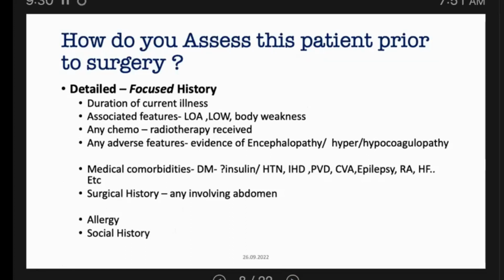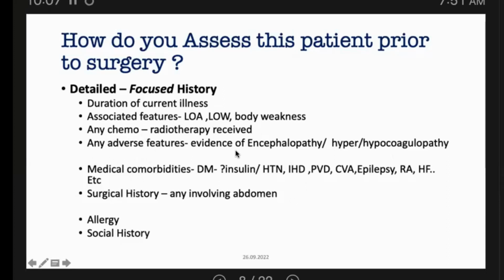It will comprise the duration of the current illness and associated features like loss of appetite, loss of weight, and body weakness, and then any chemo or radiotherapy received before the surgery. Body weakness, loss of appetite, and loss of weight are very important for you to decide on the protein content or the muscle mass of that particular patient. If somebody is sarcopenic, that means low in muscle mass, there's a high chance for them to go into complications post-op, right?